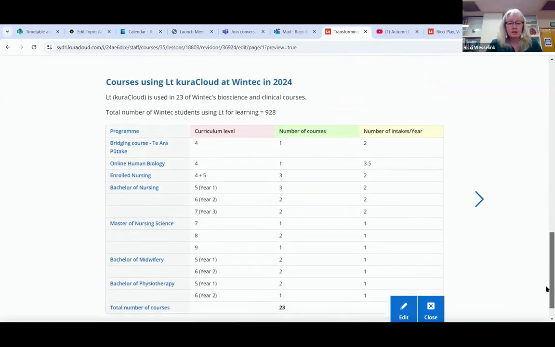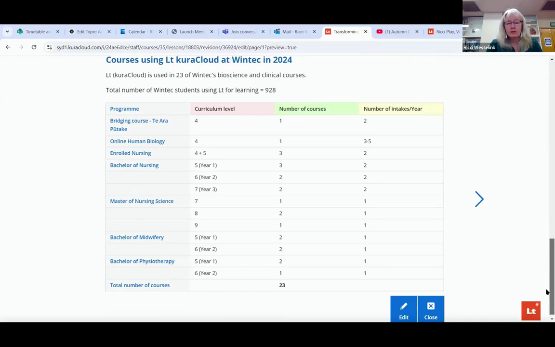Now, at Wintec in 2024, we're using LT in 23 different courses, so both bioscience and clinical courses, and we have 928 students currently using it in a variety of different courses, as you can see, from level 4 courses, enrolled nursing, bridging courses in the Bachelor of Nursing through years 1, 2, and 3, and our Masters of Nursing Science, our Bachelor of Midwifery, Bachelor of Physiotherapy also.